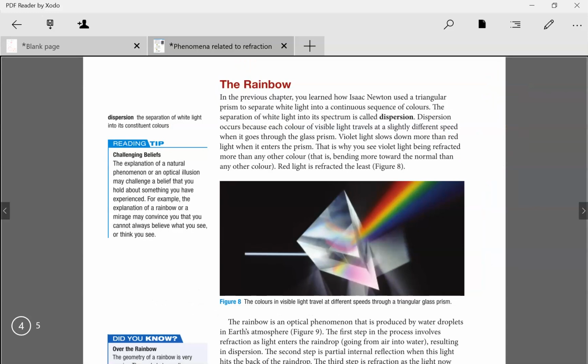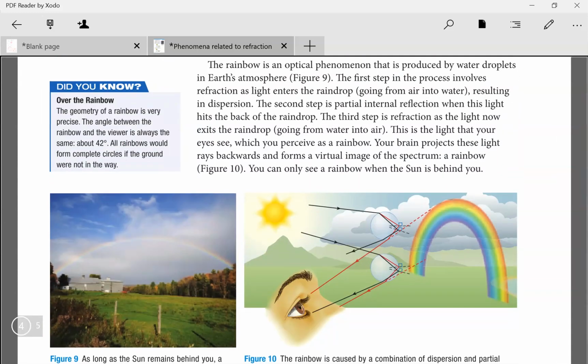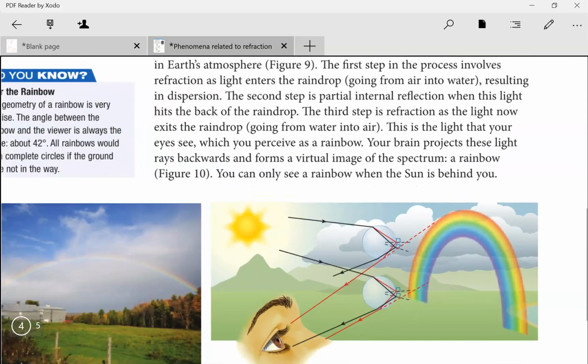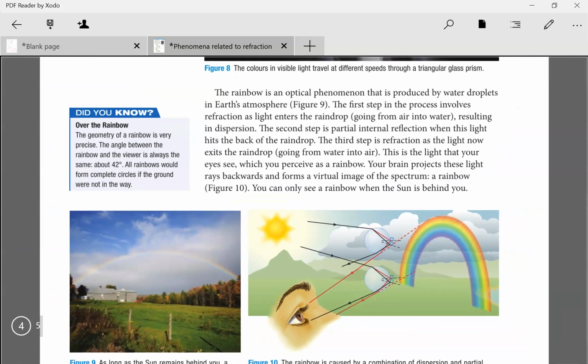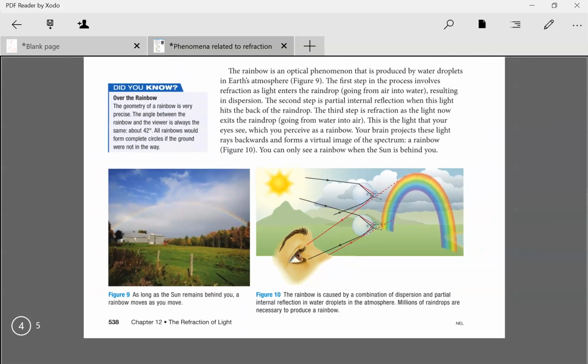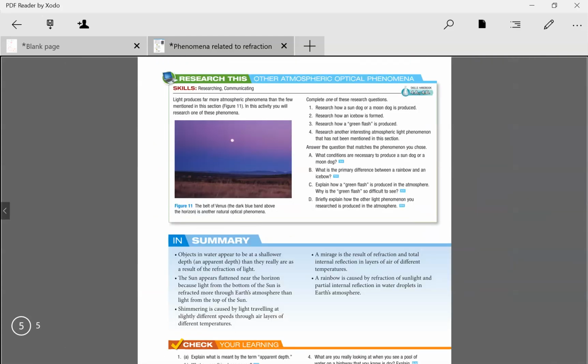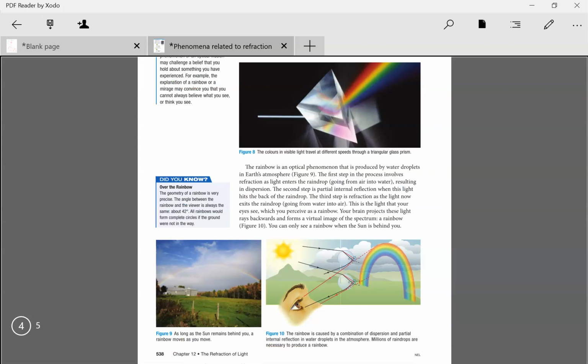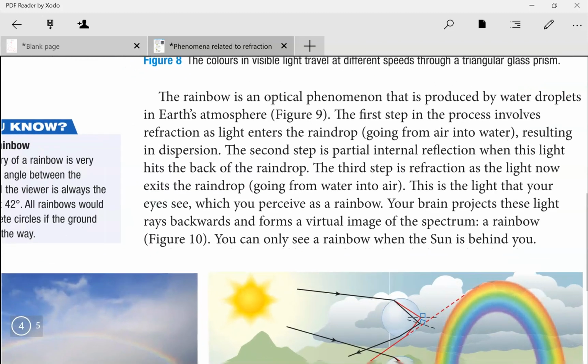The last one we're going to talk about is a rainbow, which is kind of interesting. There's 3 steps to a rainbow, and we're going to go through them step by step. Again, there's a kind of conditions. I forgot. Oh, they're not here. Oh, well, okay, they're the last one.